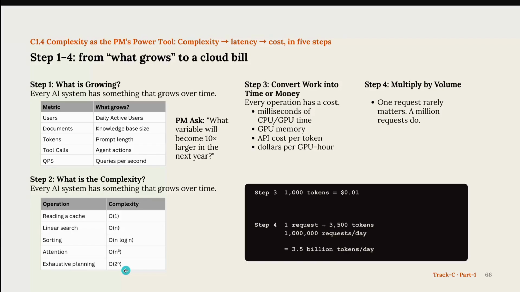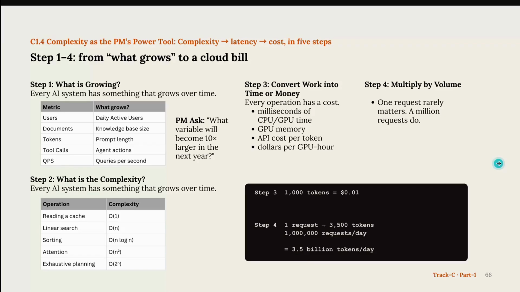Every operation that you're trying to do here will have a cost associated with it, either in milliseconds of CPU or GPU time, your GPU memory, API cost per token, or dollars per GPU hour. And we need to multiply this by the volume. Are we getting one request or a million requests? Because if it is just 1,000 tokens at $0.01, imagine getting a million requests per day, each having 3,500 tokens. You will have a bill of 3.5 billion tokens per day, which is huge.